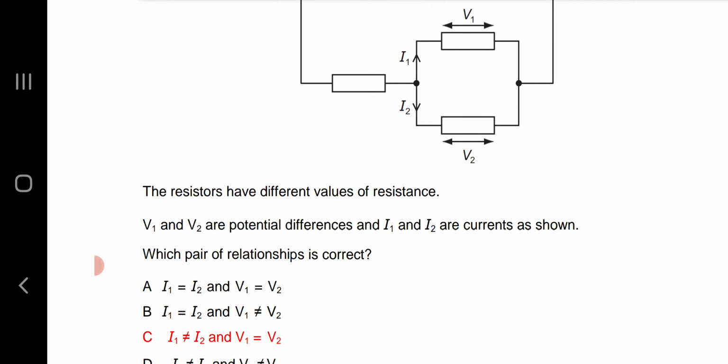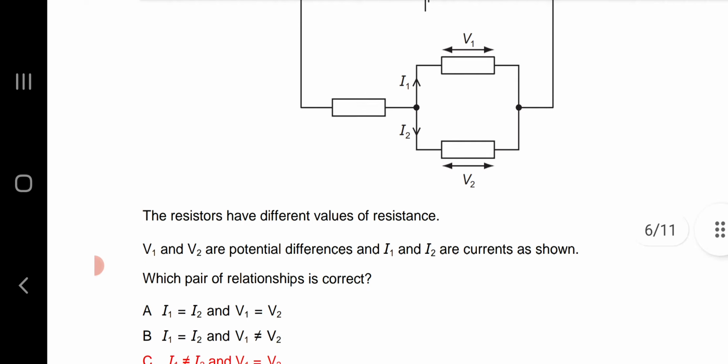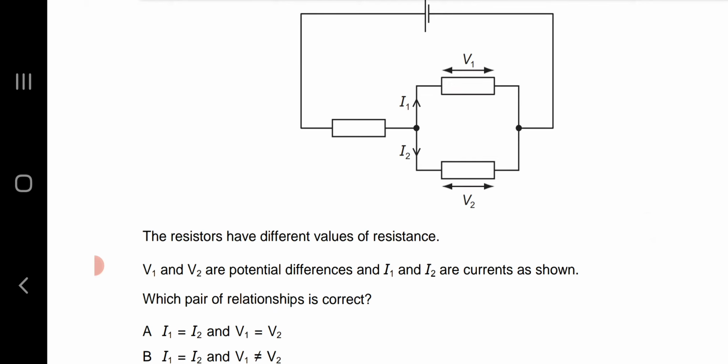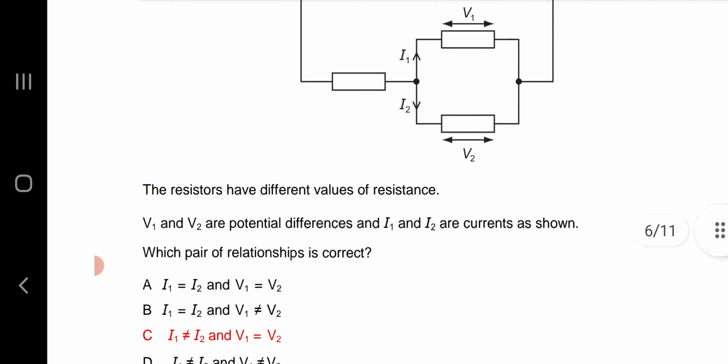It is option C. I1 not equal to I2 and V1 is equal to V2. Why I1 not equal to I2? Because the resistance values are different. And why V1 is equal to V2? Because the voltage is the same across the elements connected in parallel configuration. So option C, V1 is equal to V2 and I1 not equal to I2, is the correct option.